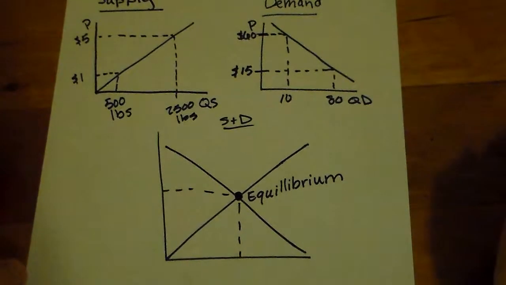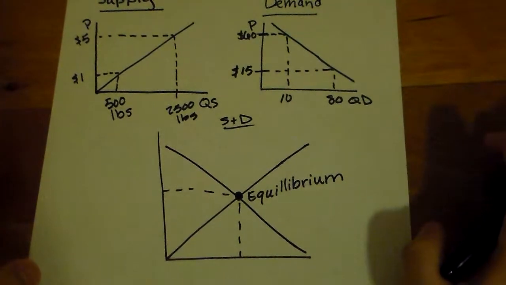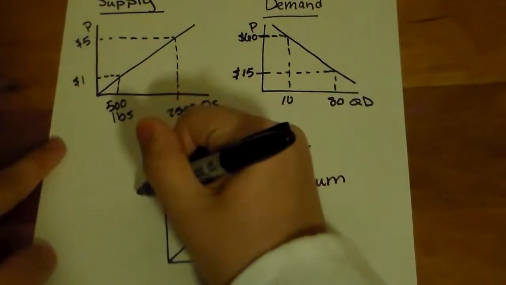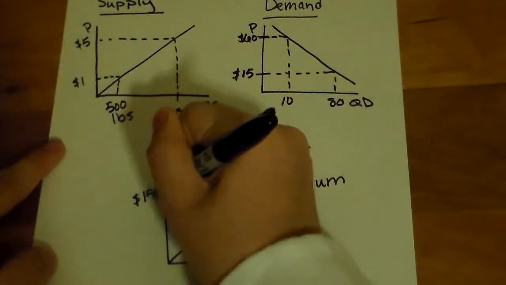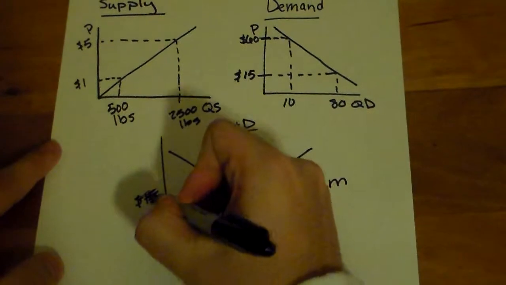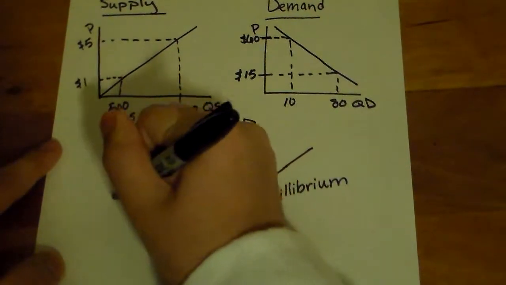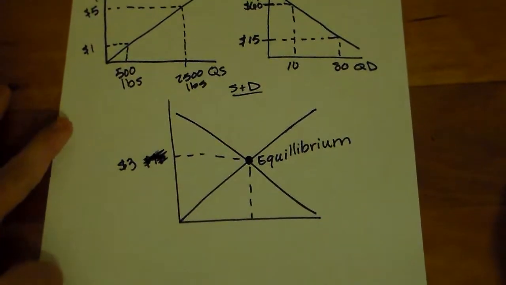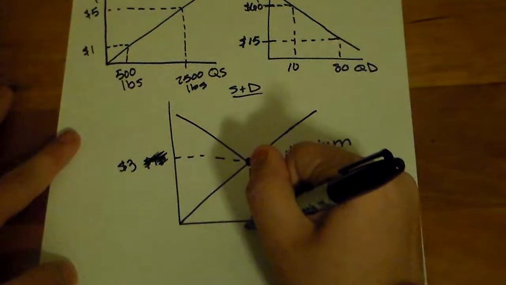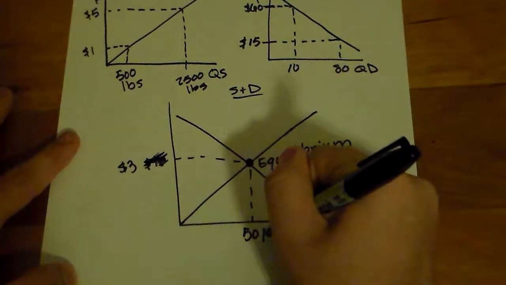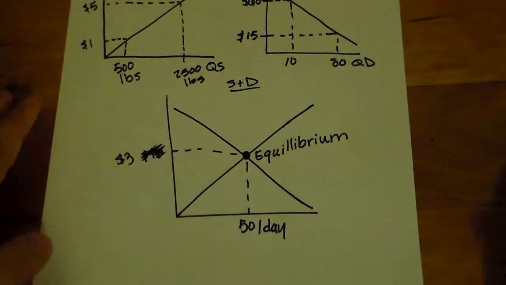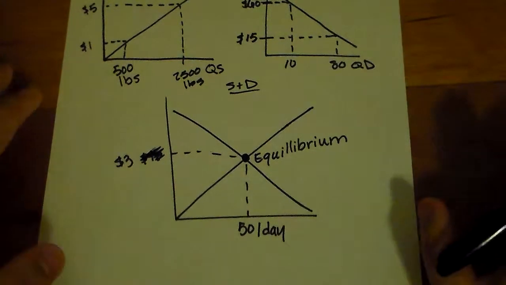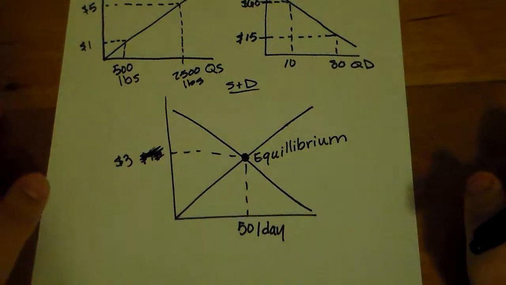So let's say I was selling cereal, and the price at the equilibrium was $15. Actually, no, let's not make it at 15. Let's make it $3. I would sell maybe let's say 50 per day. If I were to sell a certain brand of cereal at my store, I would sell about 50 a day.